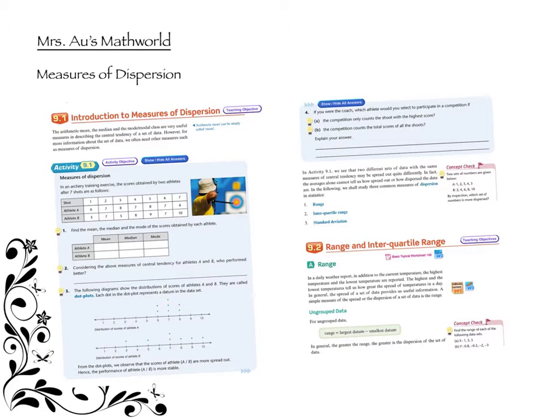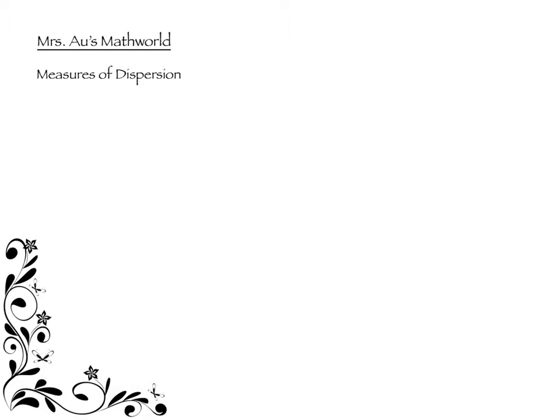Today we are going to discuss what is called measures of dispersion. So what is this? Dispersion actually refers to how crowded the data looks.